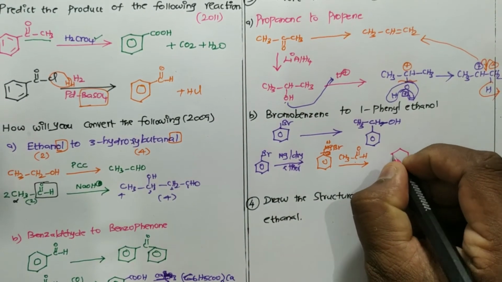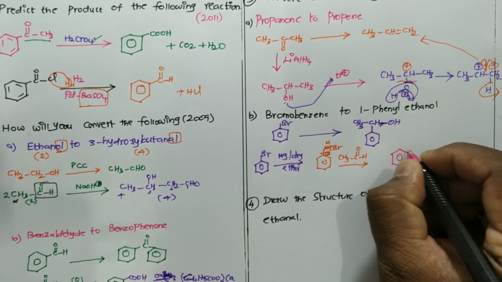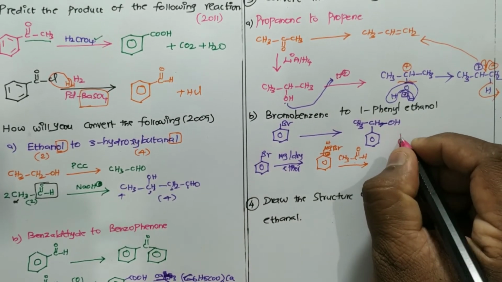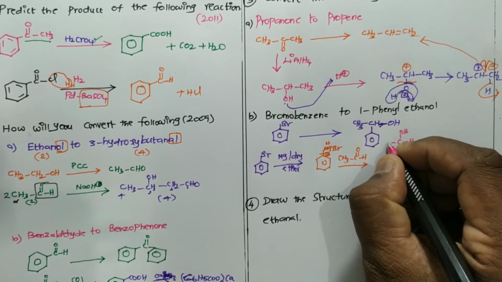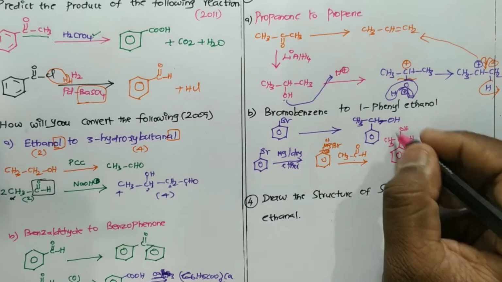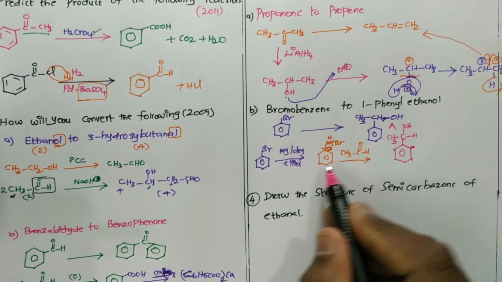So what will I get? Here I have to write COH, here H, here CH3. That is our ultimate product. What I'm getting is this.